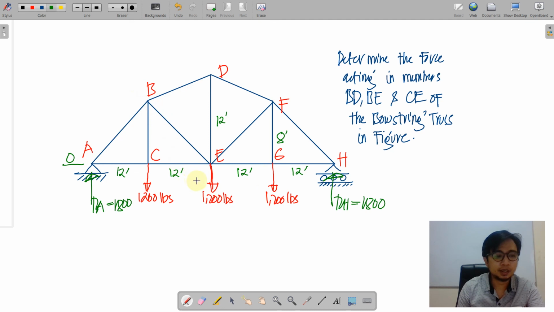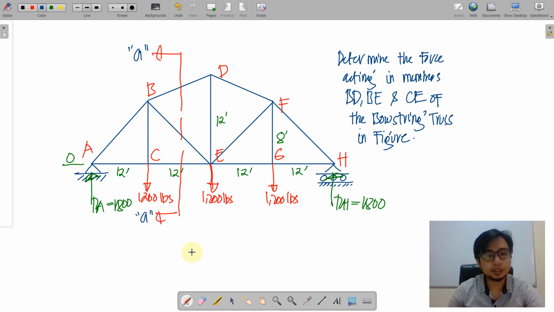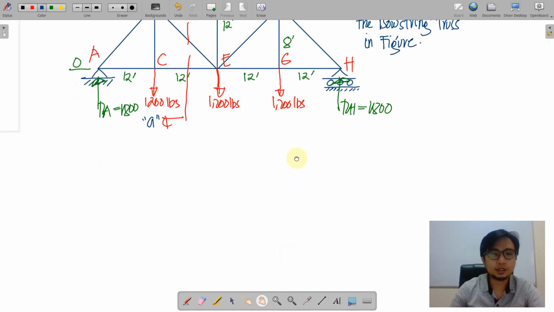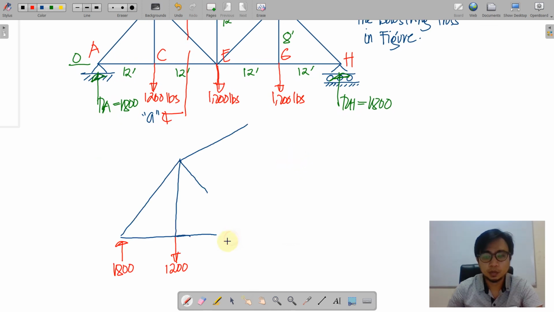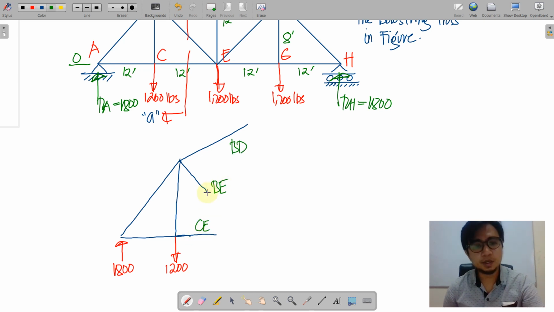So if you're concerned with BD, BE, and CE, interestingly, they fall into one section. This cut section will pass through all of these unknowns. And of course, between the left and the right portion, it is much more convenient to choose the left portion, because there are fewer forces there. So this is section AA, and we consider that portion. Here three force members will be cut and considered as variables, namely BD, BE, and CE.